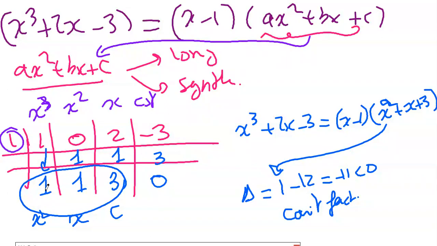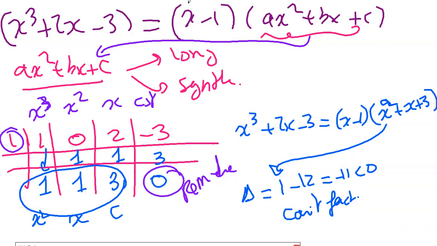I take 1 down. 1 times 1, 1, 0 plus 1, 1. 1 times 1, 1. 2 plus 1, 3. 3 times 1, 3, minus 3 plus 3, 0. Did you see that also? I'm double checking that I did well, so the remainder is 0. So what is the answer? It's x squared plus x plus 3.